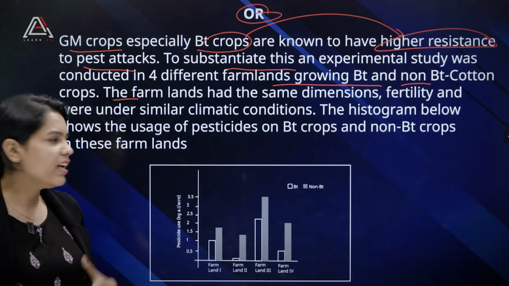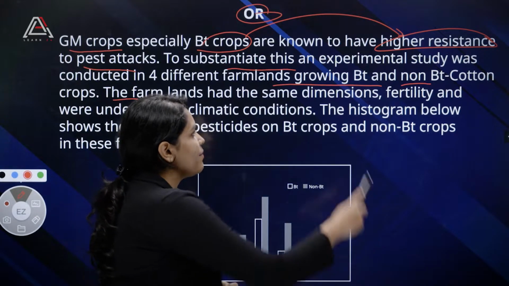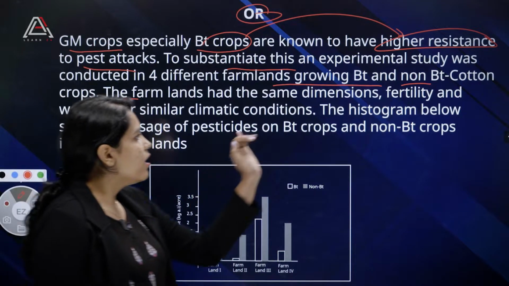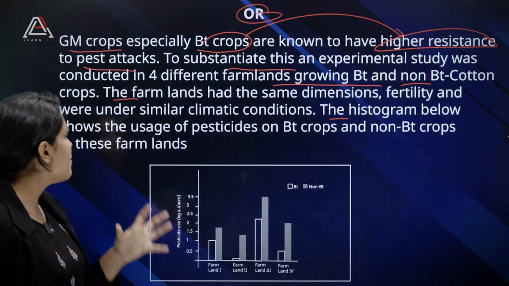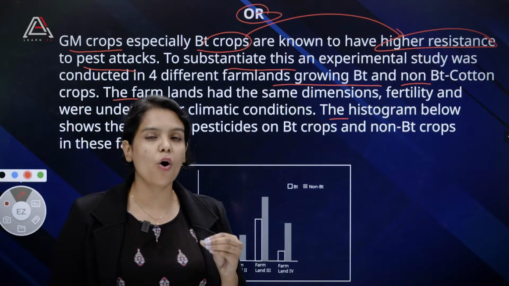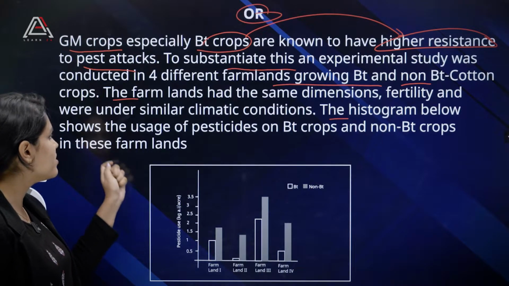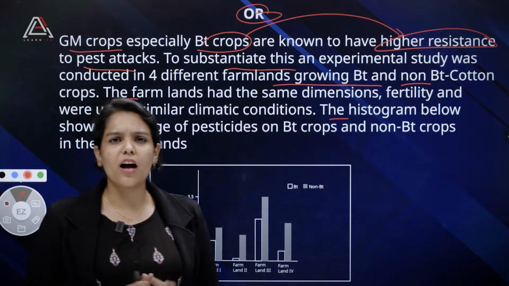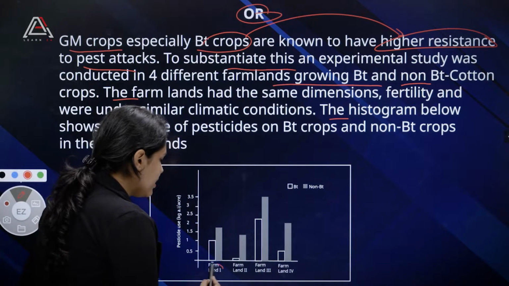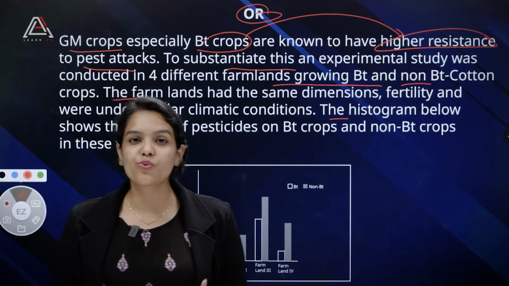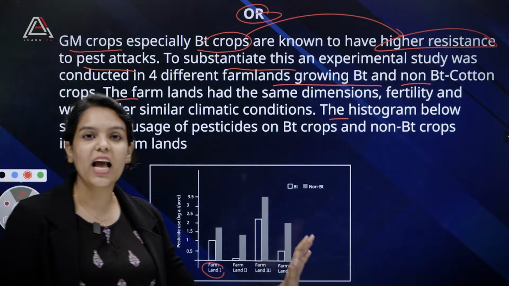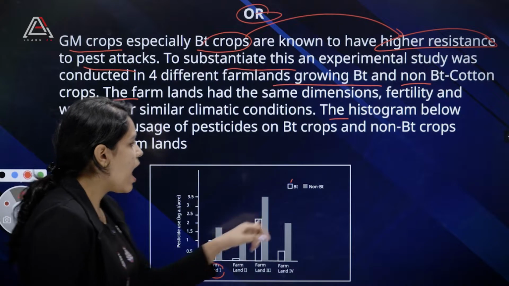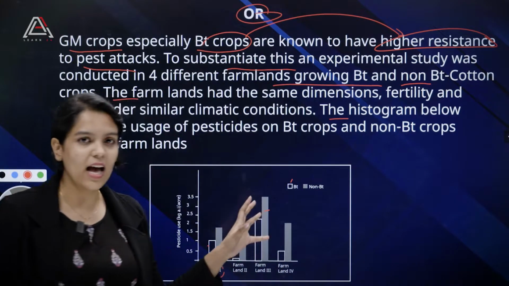Next, the farmlands had the same dimensions and fertility, and were under similar conditions. The histogram below shows the usage of pesticides on BT crops and non-BT crops in these farmlands. So they have given a graph here. In this graph they are depicting the amount of pesticides used in each farmland for the BT and the non-BT crop. You can see the BT crop is the blank one, that is this one, and the non-BT crop is the one which has a shade.